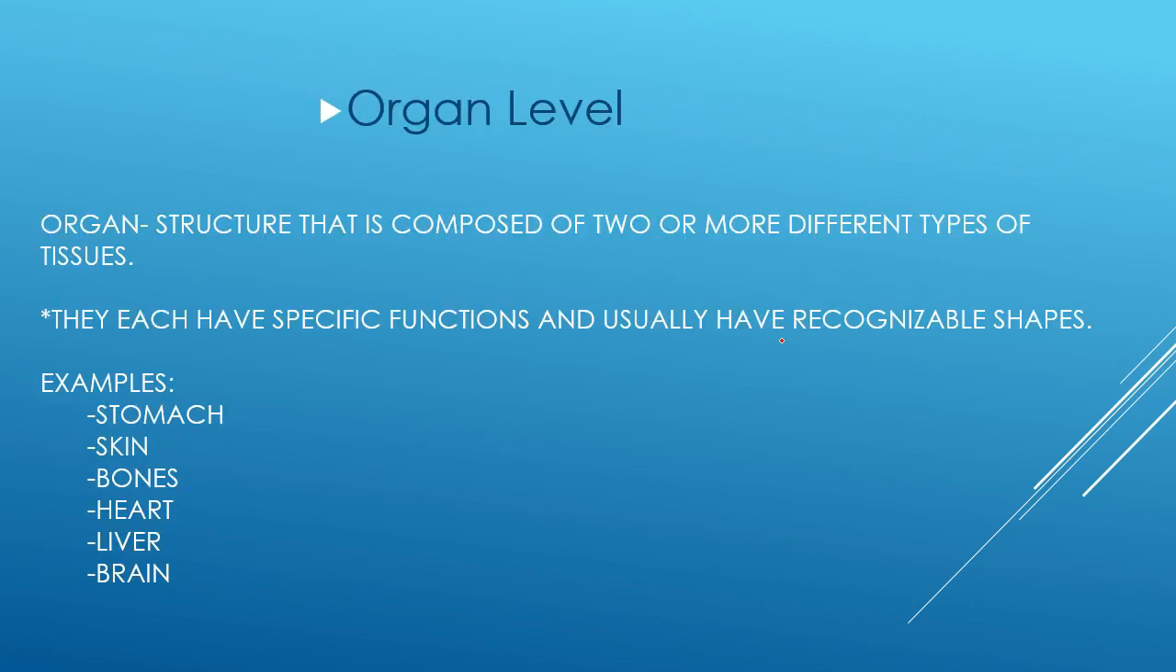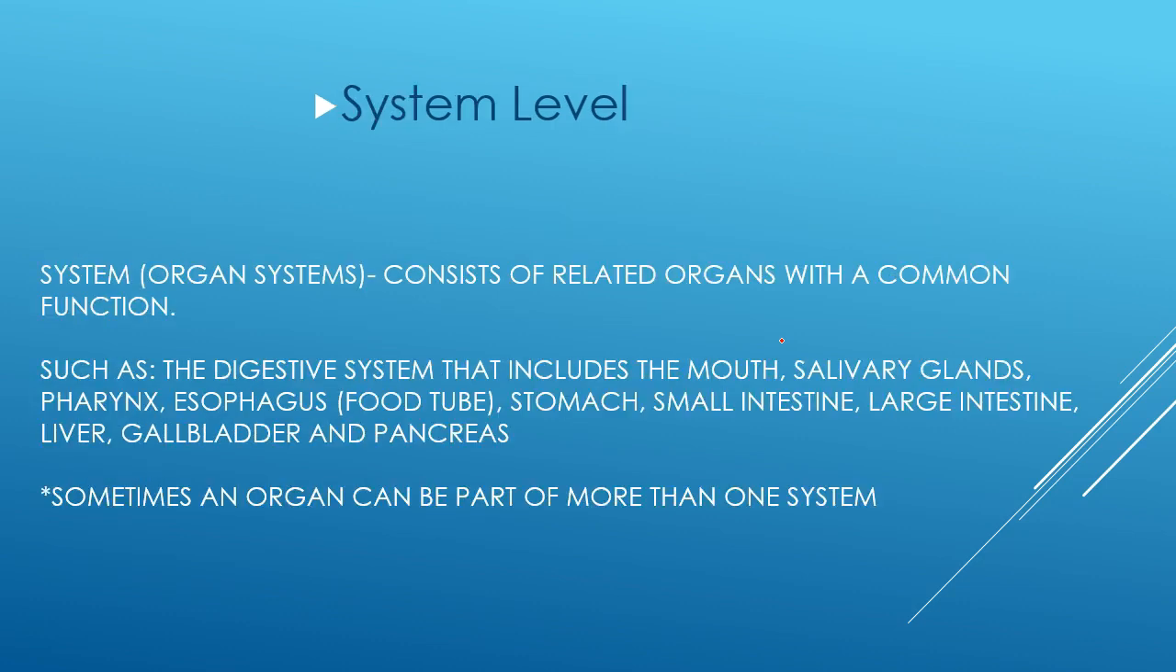Organ level. So as you can guess, at the organ level, we're talking about organs here, each individual organ, composed of 2 or more types of tissues. So examples: stomach, skin, bone, heart, liver, and brain. And obviously we have multiple organs that we will go over. So you add up a few organs, what do you get?